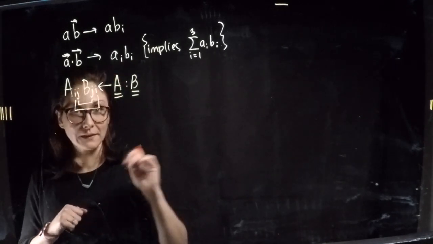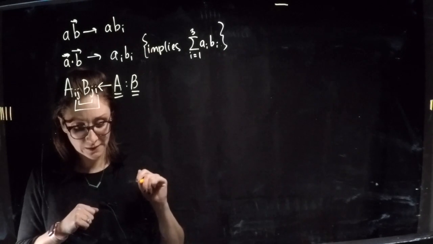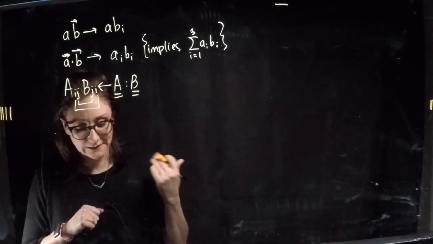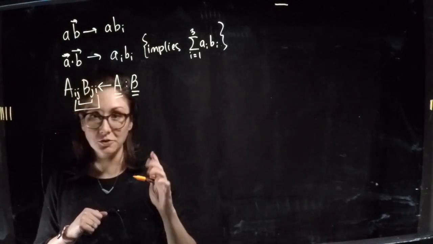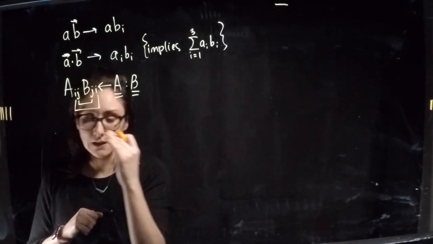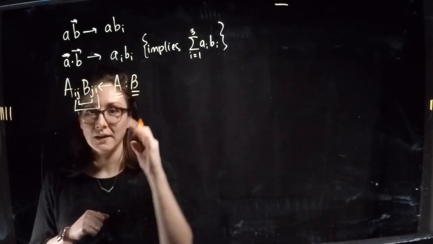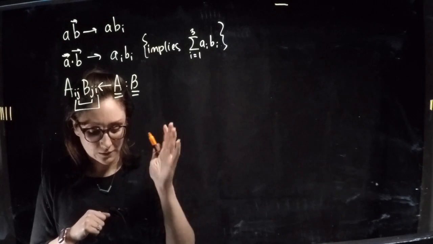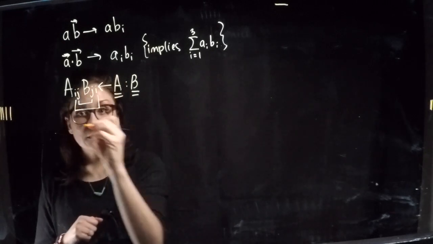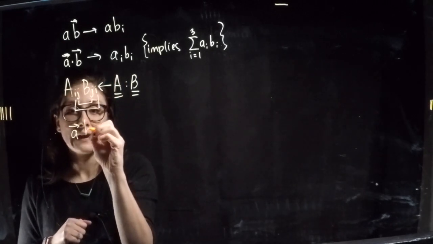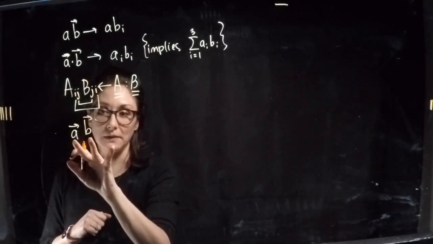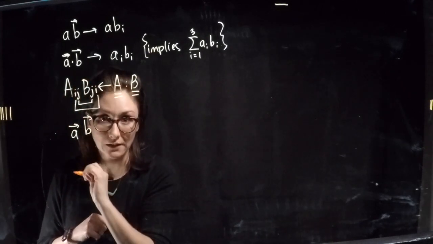All right, next one we can have is a tensor product. This is also called a dyadic product of two vectors. So this is taking two vectors and making a tensor of them. There's two ways to write this. You might see A and B, where these are both vectors. Notice there's no dot in between them.